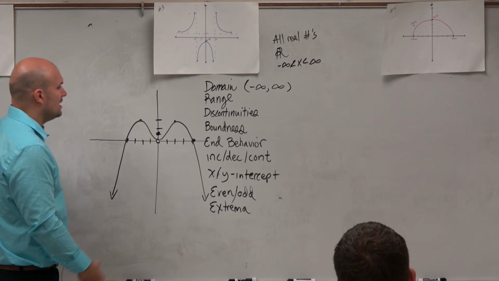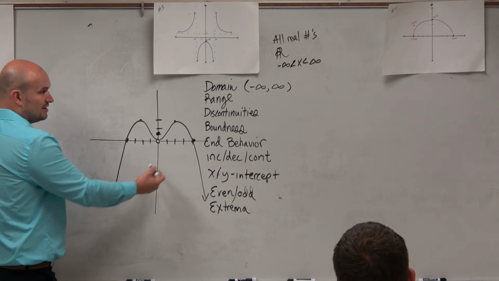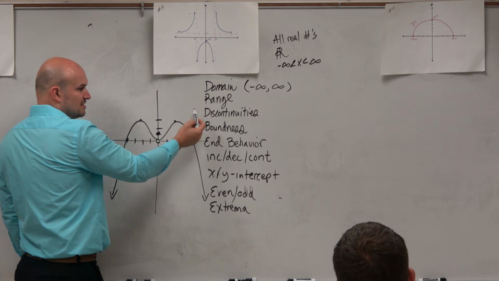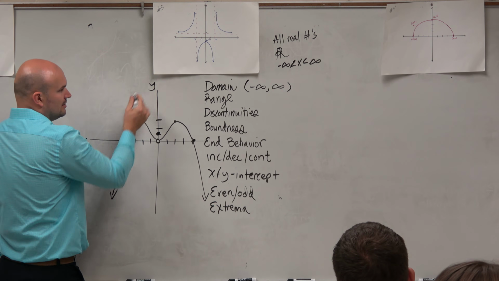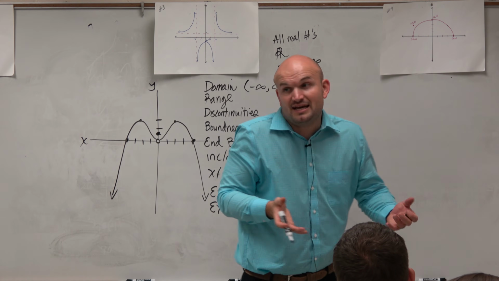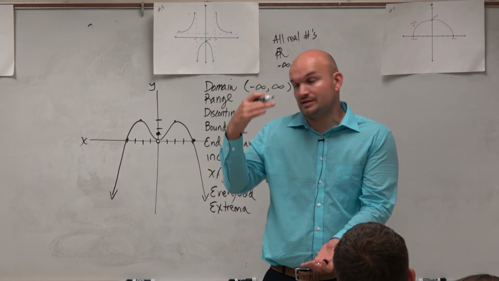All right. On the contrary, the range: if the domain is the set of all x values, the range is the set of all y values. Here's x, and here's your y. So the range is the set of all y values, basically asking us how low does the graph go to how high does it go.